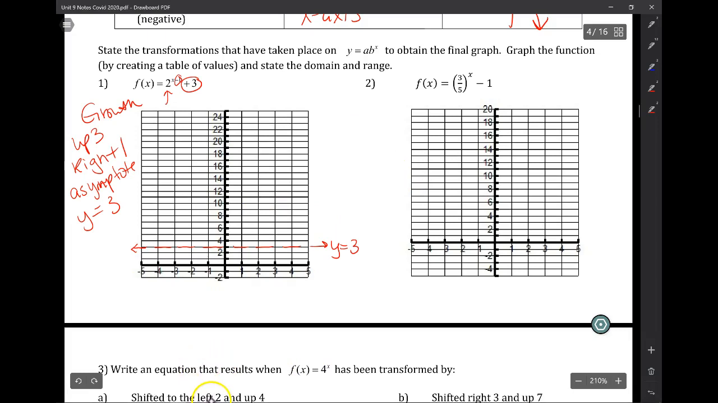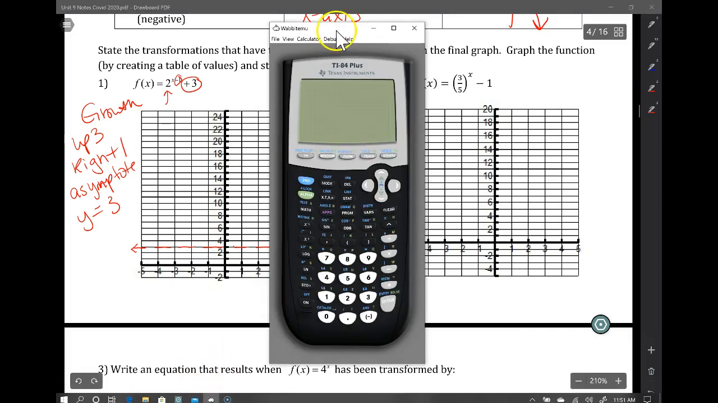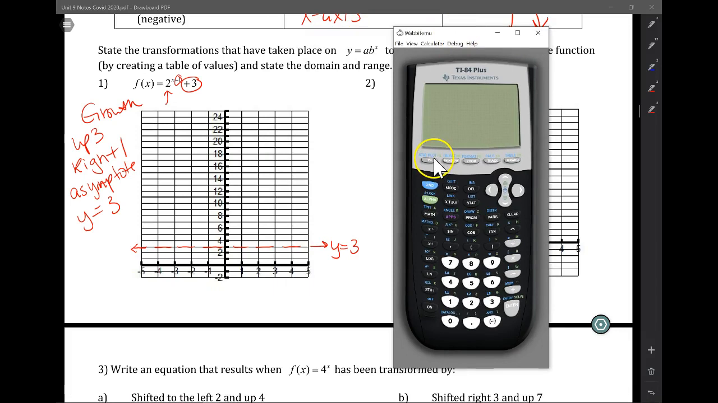Then I'm going to bring up my calculator. You guys can bring out your calculator at home. Go to your y equals screen.